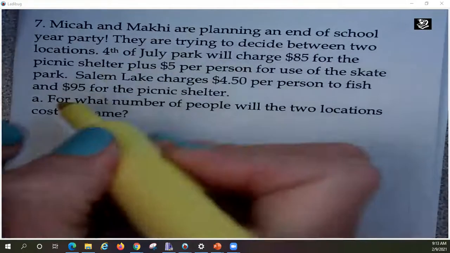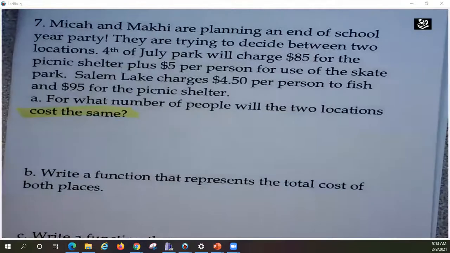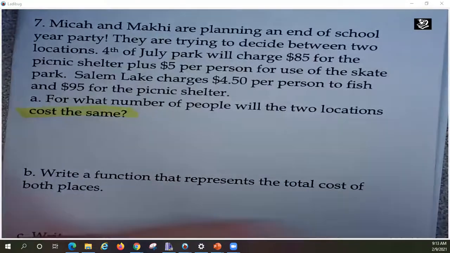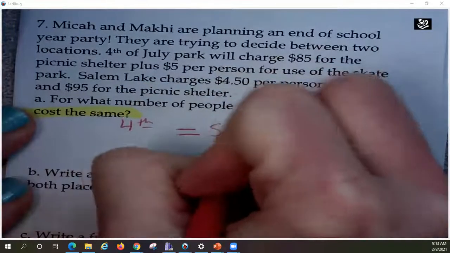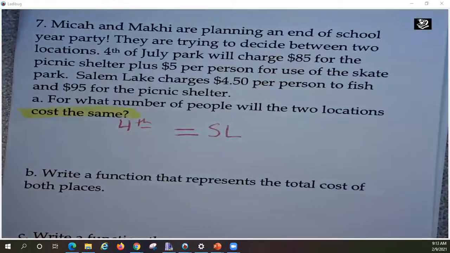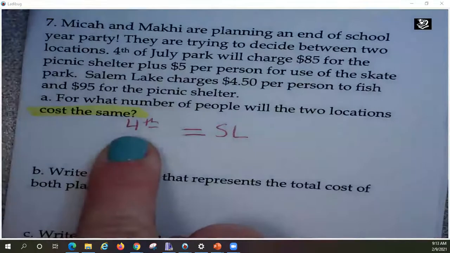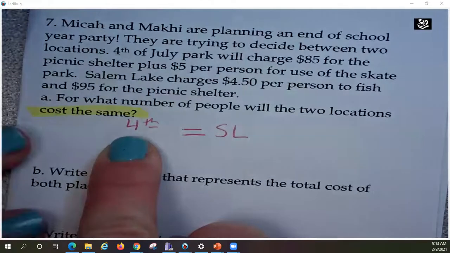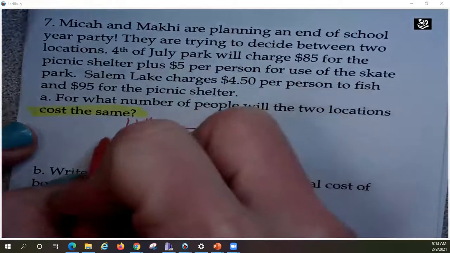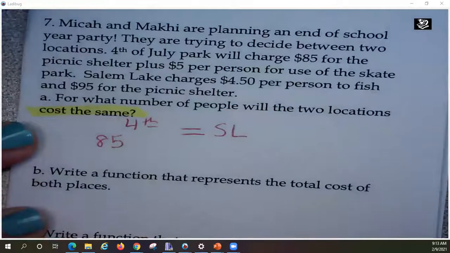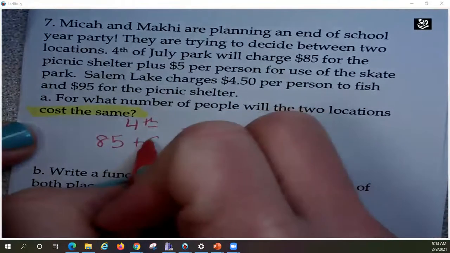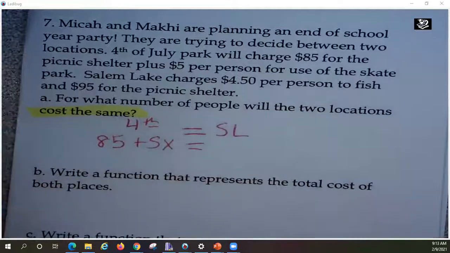Janiyah, what does it mean when it says cost the same? Very good. They're going to be equal to each other. 4th of July is going to be equal to Salem Lake. We want 4th of July to be equal to Salem Lake. Will, what can you tell me about 4th of July? So how could I write that? Good. 85 plus 5x. Alif, what can you tell me about Salem Lake?